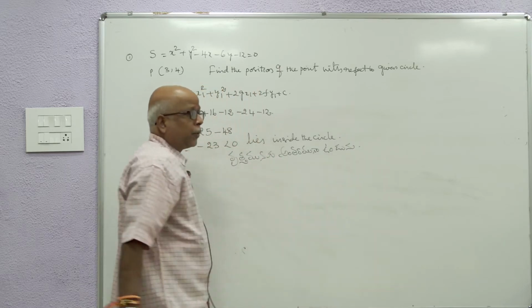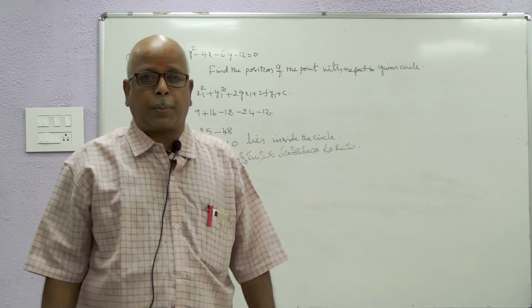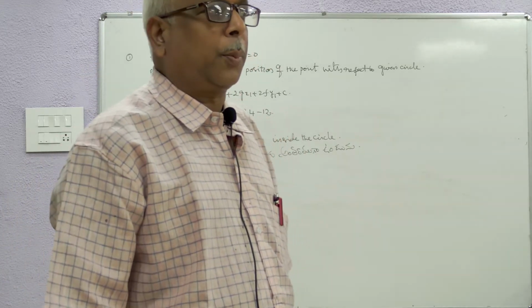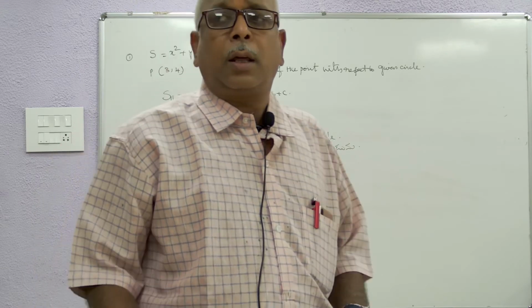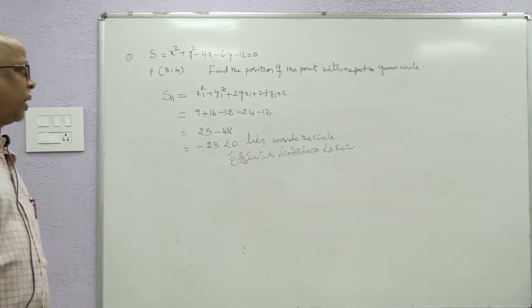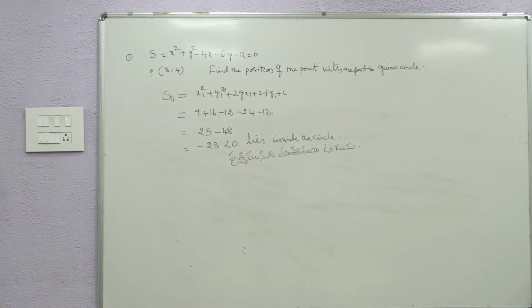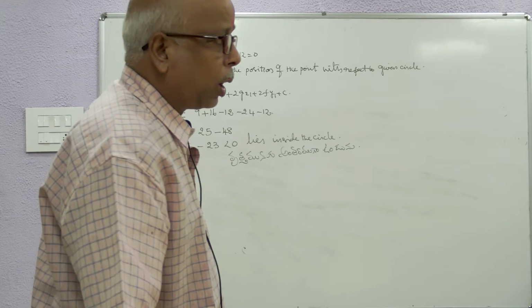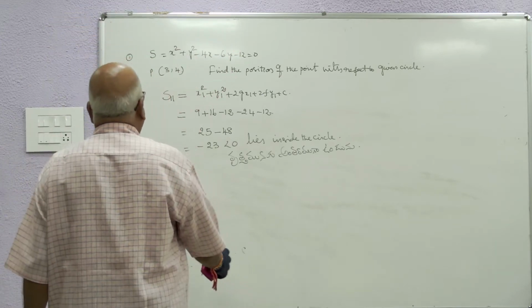So to find out the position of the point, directly substitute the point in circle equation. If it is positive, lies outside the circle. If it is negative, lies inside the circle. If it is equal to 0, lies on the circle.